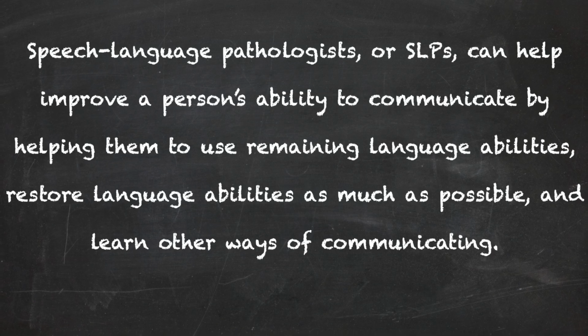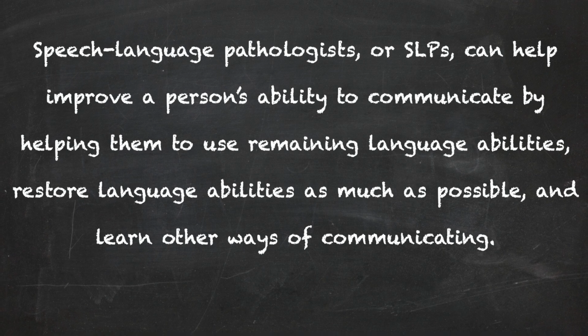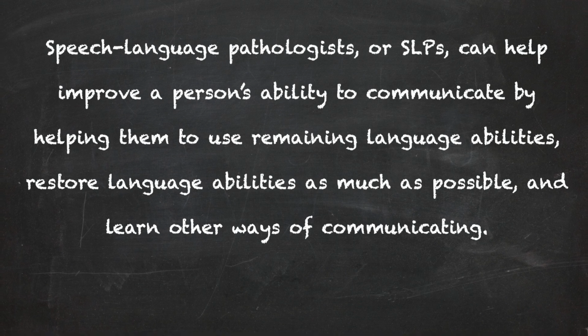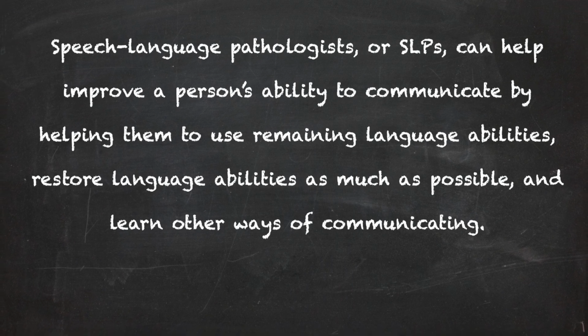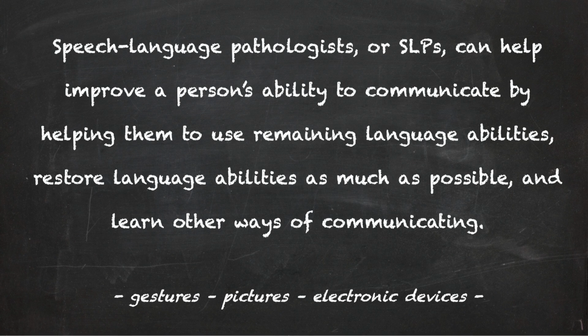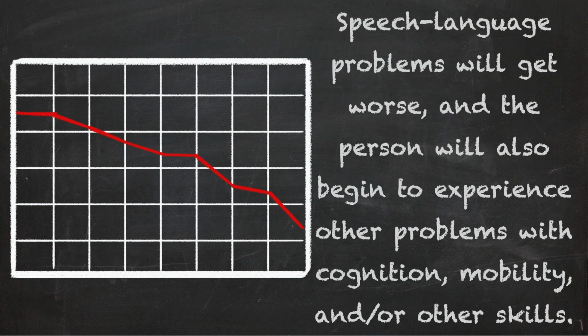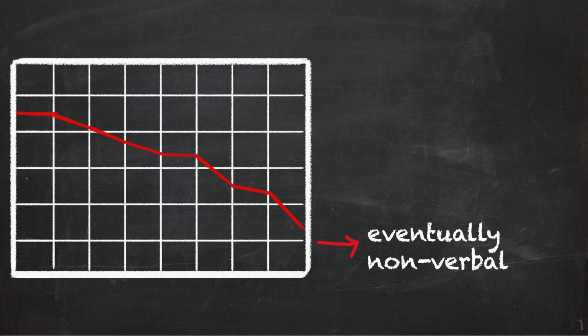Speech-language pathologists, or SLPs, can help improve a person's ability to communicate by helping to use remaining language abilities, restore language abilities as much as possible, and learn other ways of communicating, such as gestures, pictures, or use of electronic devices. The SLP can also help the person with PPA and their loved ones prepare for what is ahead. As the dementia progresses, the speech-language problems will get worse, and the person will also begin to experience other problems with cognition or mobility or other skills. Eventually, people with PPA may become nonverbal.